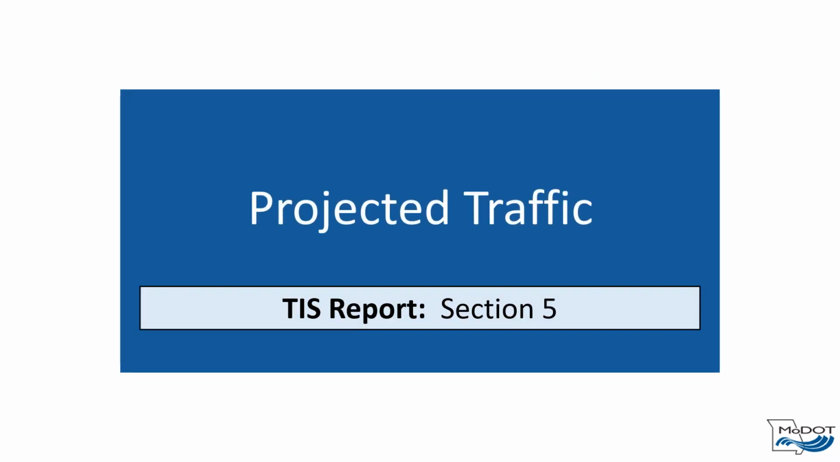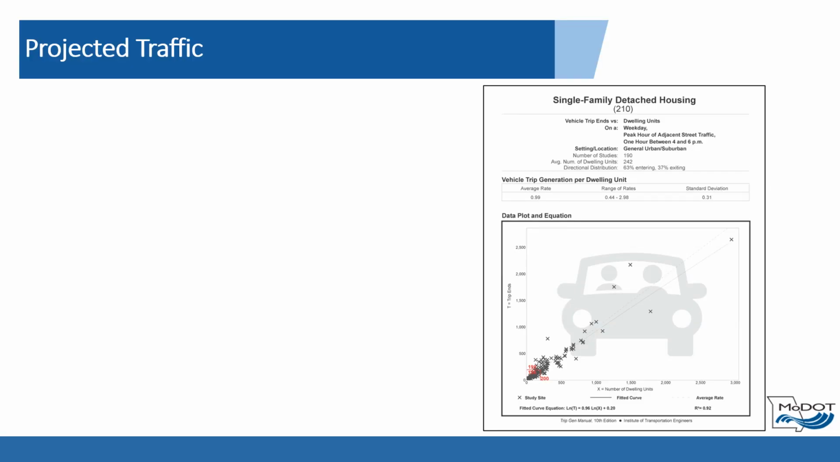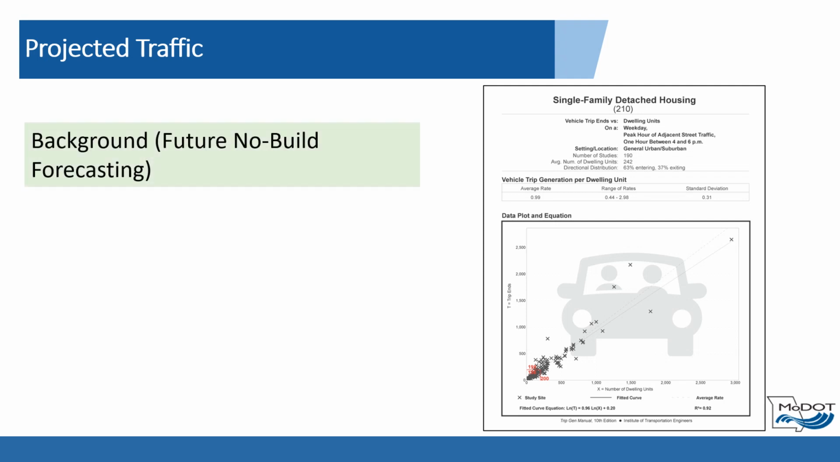TIS Report Section 5 provides an overview of projected traffic. Section 5 of the TIS report template should be used to evaluate how traffic changes in the study area after the completion of the development. Subsections will focus on the background or future no-build forecasting. The subsection evaluates the traffic volumes that will be on the transportation network in a horizon or future year without the construction of the proposed development.